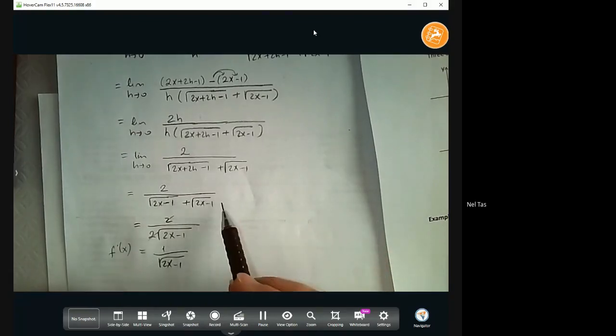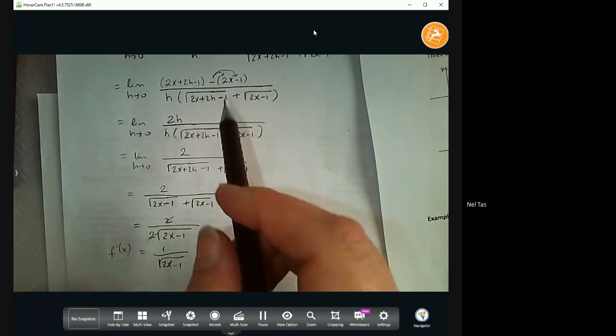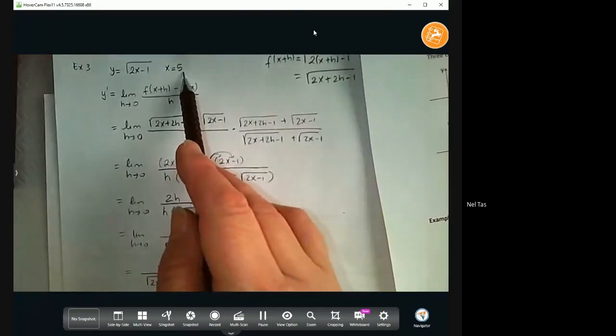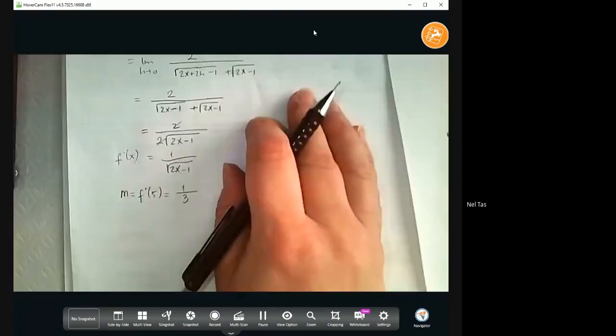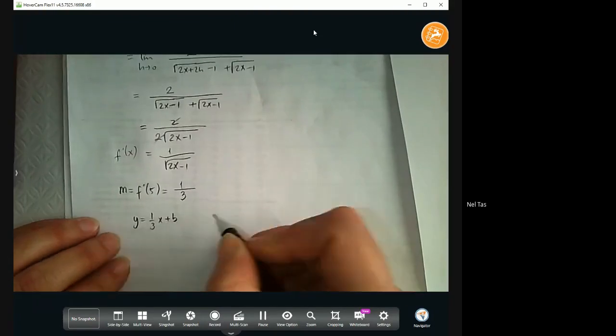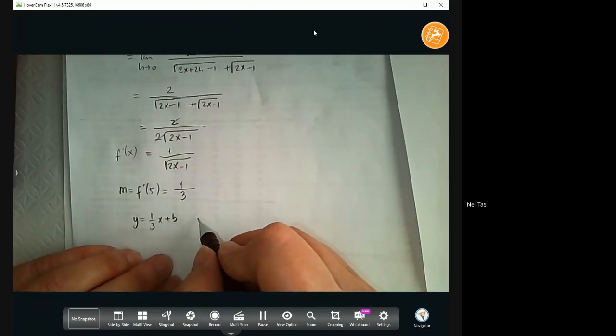Now we want to know what's the slope at x equals 5. So let's substitute 5 in the derivative function. So 1 over square root of 2 times 5, which is 10, minus 1, is 9. Square root of 9 is 3. So 1 over 3. So then y equals 1 over 3 x plus b is the equation of the tangent.